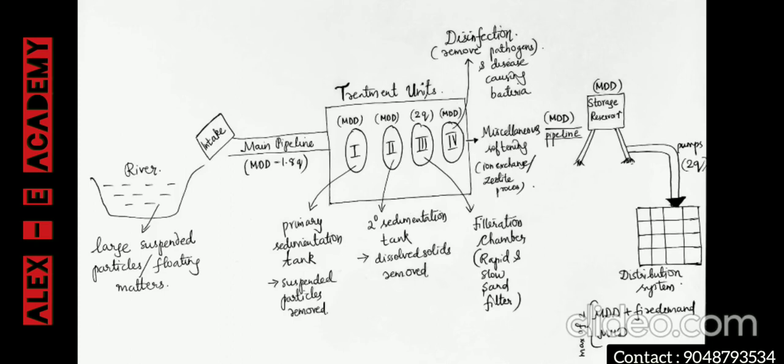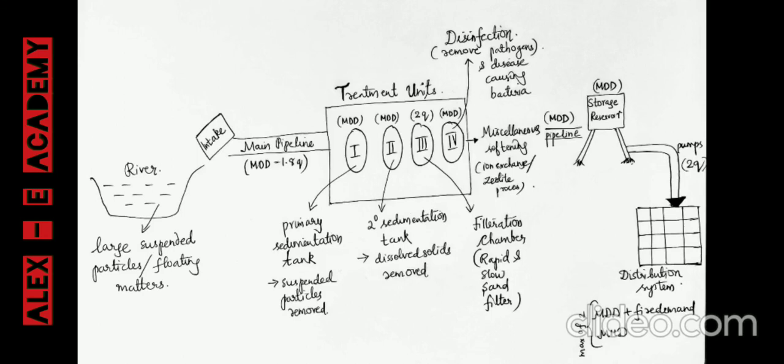Okay, then we come to the pipeline again. Here, as in the previous case, this pipeline is designed for MDD, and then we come to the storage reservoir. Here also it is designed for MDD, and then we come to the pumps, which are again designed for 2q, that is 2 times the average daily demand. So this is a brief network showing the collection from the river till supply. So just refer and try to understand the flow chart. No need of mugging up, but just understand the flow chart as such.